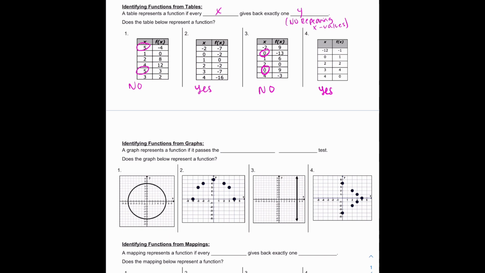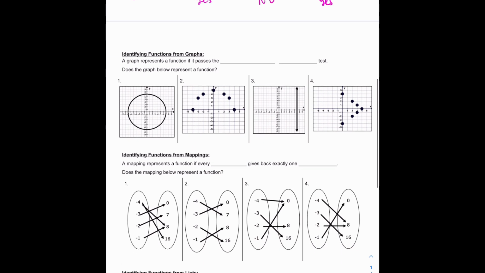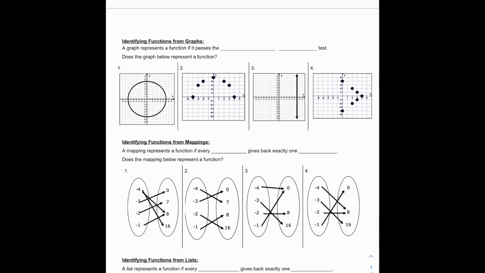Now we're going to look at identifying functions from graphs. A graph represents a function if it passes the vertical line test, and I'll go ahead and talk about what the vertical line test is. One way to see if a graph represents a function is to pick the points. I'm going to pick 2 points that pass through a line here and then same thing over here. And then you just draw a line through those points vertically. You draw a line through every one of those points vertically.